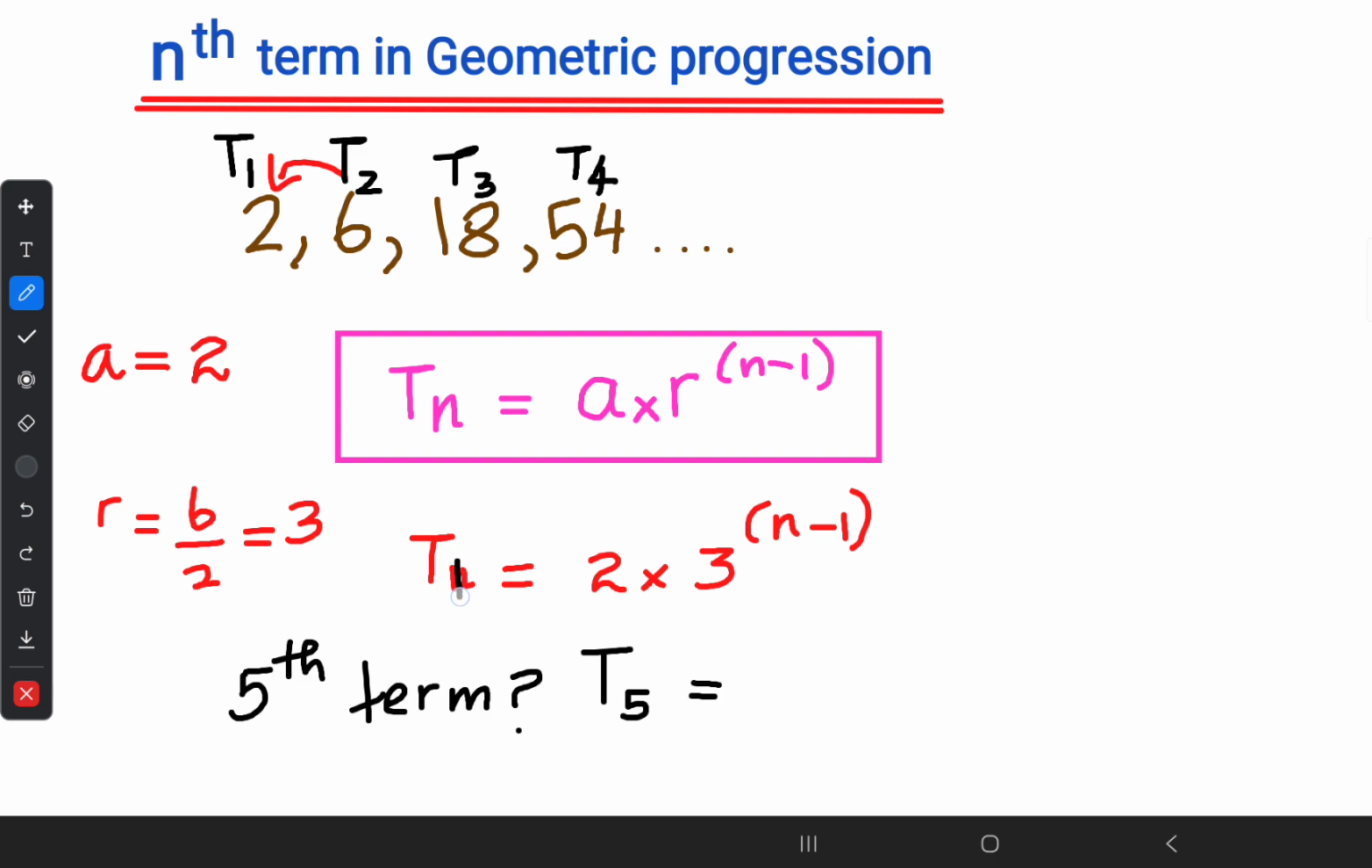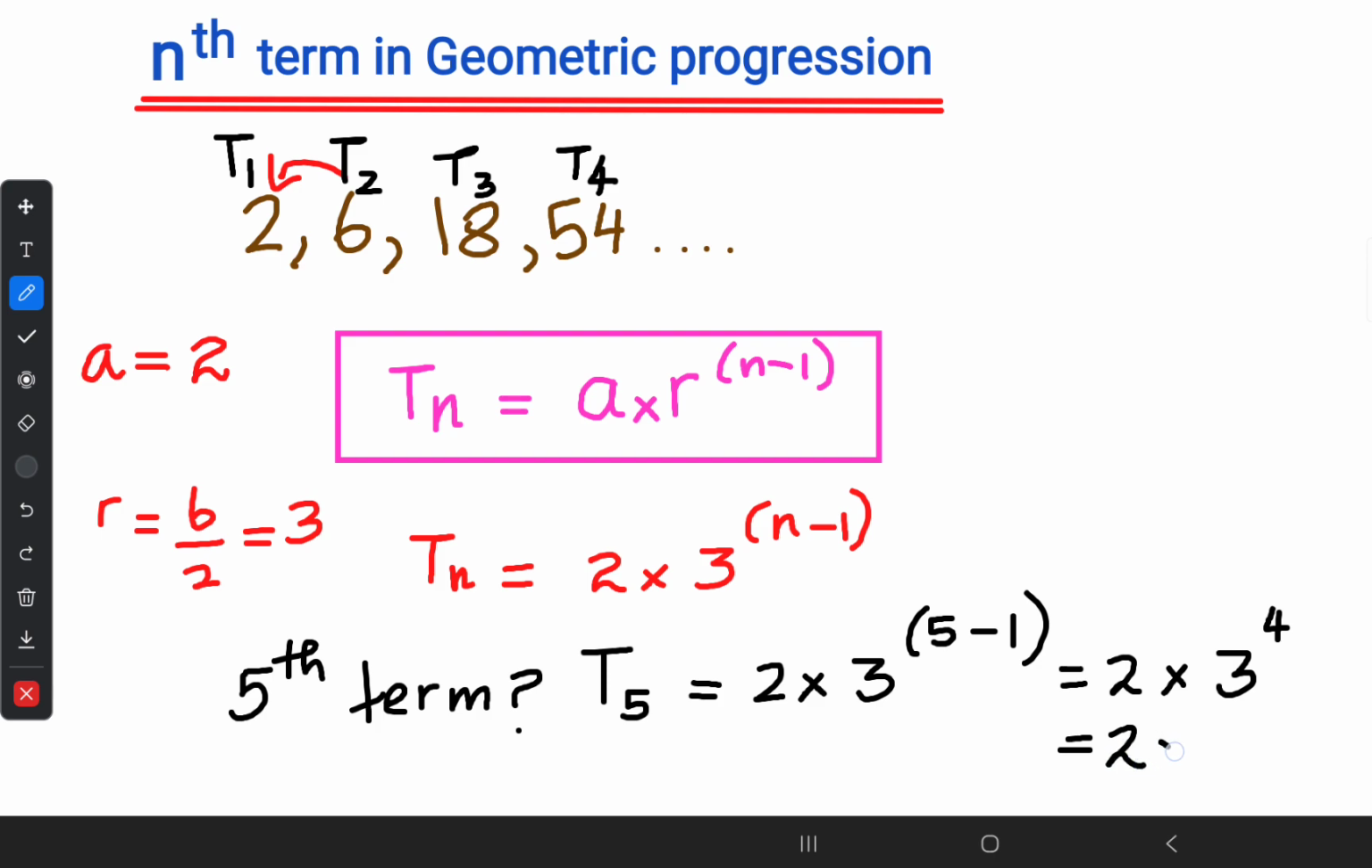If there is a 1 here, you should substitute 1 to find the first term. If there is a 2, substitute 2 to find the second term. Likewise, my question is to find the fifth term, T5. 2 times 3 to the power of, instead of n, we need to substitute the number 5, so 5 minus 1. From n we cannot subtract 1, because n is a variable and 1 is a number. But from 5 we can subtract 1. So 5 minus 1, 3 to the power of 4.